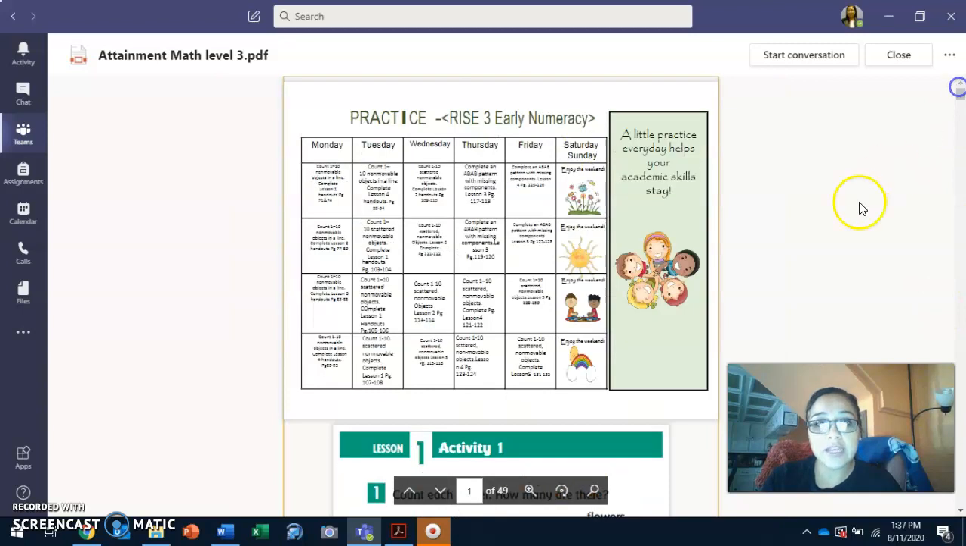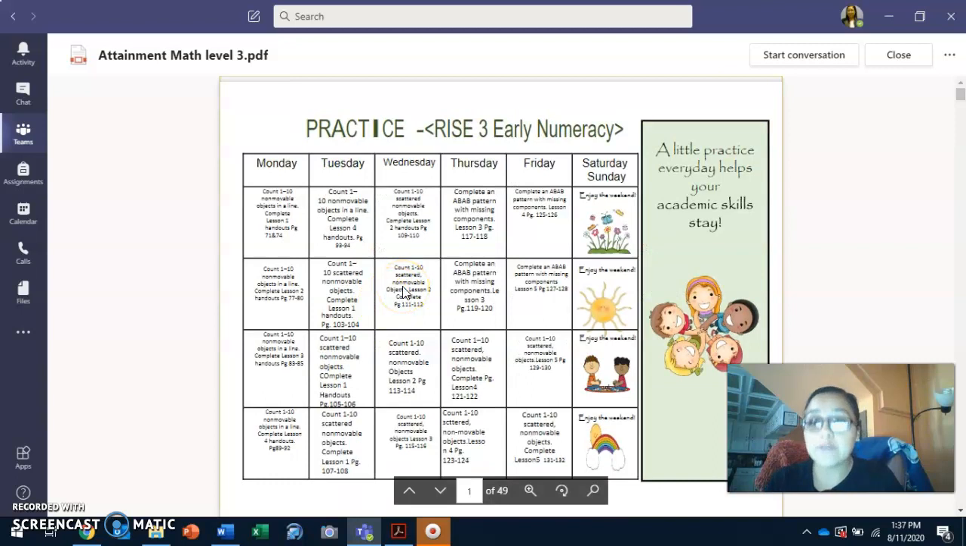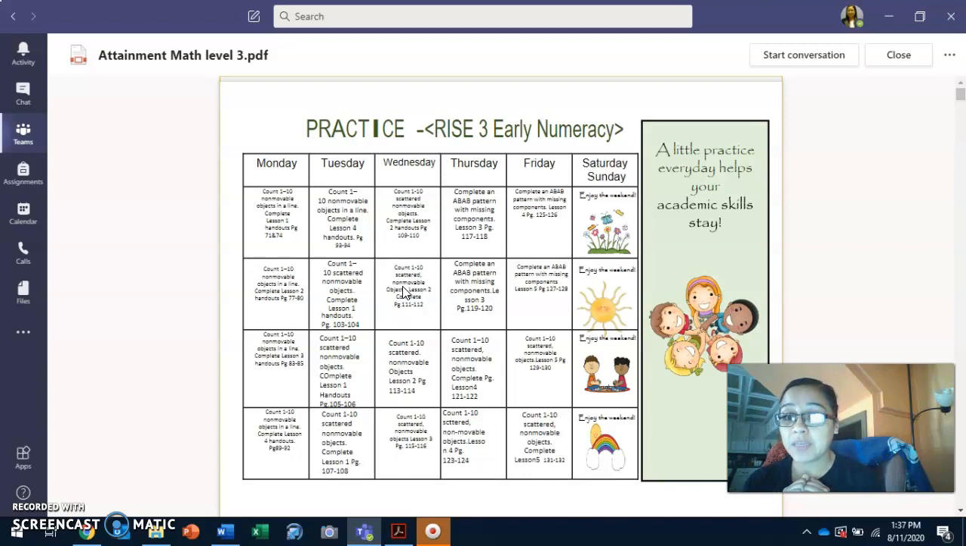Before we begin, let's go ahead and go over our numbers. Let's go ahead and count 1 through 10. So let's count. Get ready. Count with me. Get ready. 1, 2, 3, 4, 5, 6, 7, 8, 9, 10. Yes, good job counting to 10.